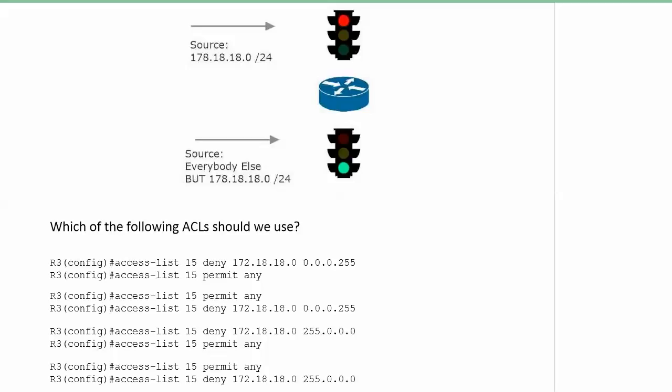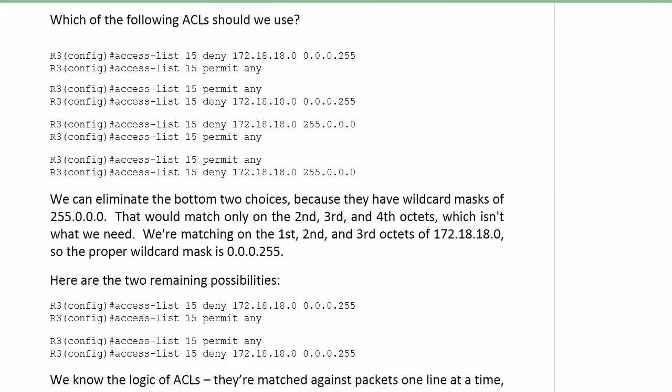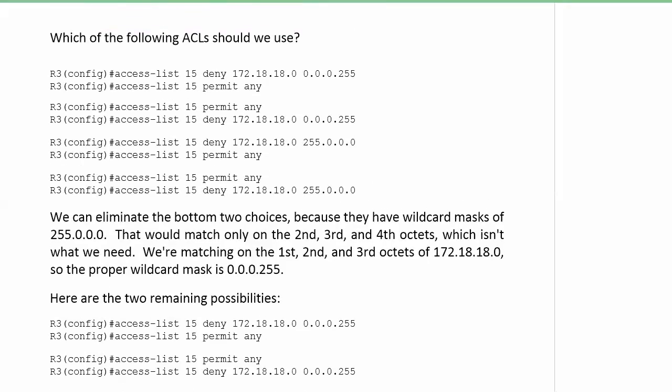Now let's take a look at these four lines. We could eliminate the bottom two choices because they have wildcard masks of 255.0.0.0, which is the exact opposite of what we need, really. That would match on the second, third, and fourth octets, and we're matching on the first, second, and third octets of 172.18.18.0. So the proper wildcard mask is 0.0.0.255. So immediately we're down to two remaining possibilities.